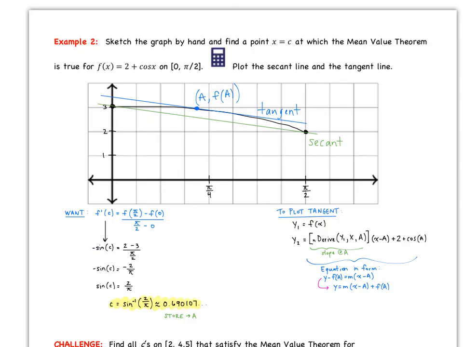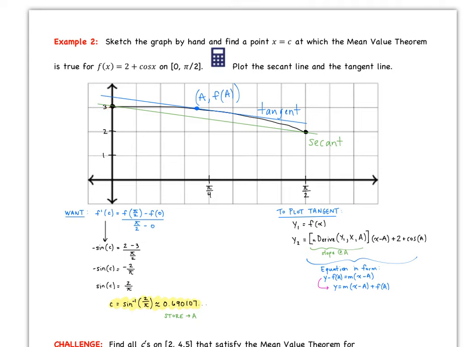Okay, so for this next example, we're going to sketch the graph by hand and find a point x equals C at which the mean value theorem is true. That is when the tangent line is parallel to our secant line. Then we can plot the secant line and the tangent line, and we'll talk about how we would do that on the calculator. The first thing you should be able to do is plot this f of x. If we did that by hand, at the point 0, 3, we start and continue on with a curve, and we end at pi over 2, comma 2. So go ahead and show that in, and we'll get to the tangent and secant line in a little bit.